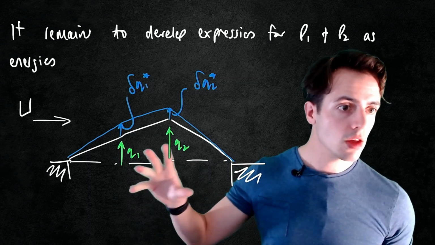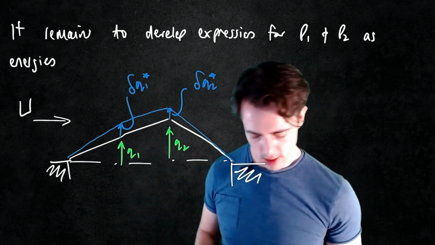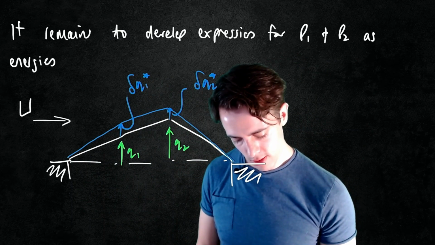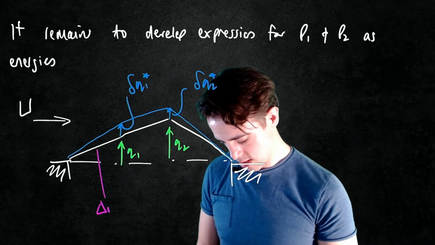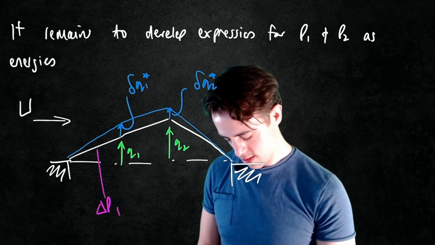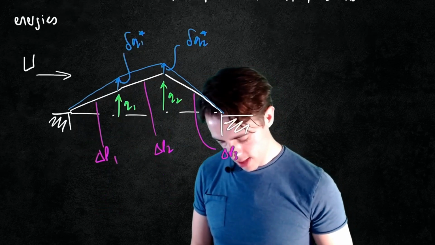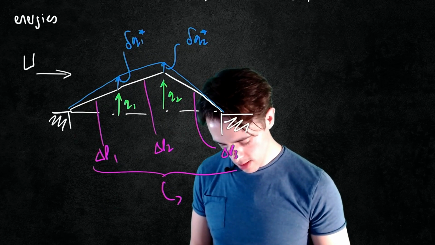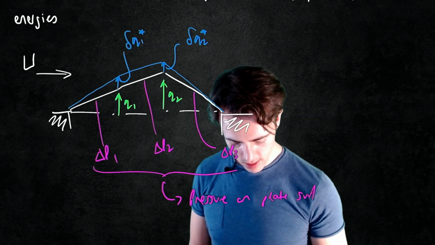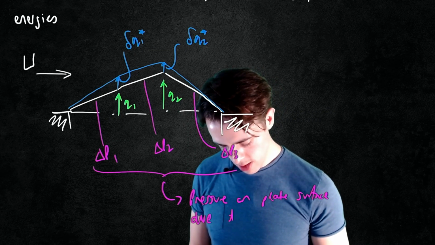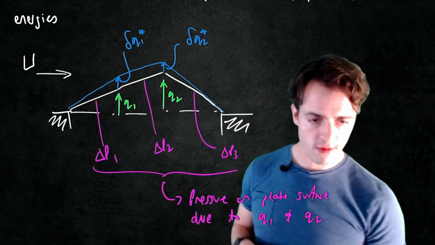Because we've got this moving airstream, a supersonic airstream here, there's going to be an associated pressure change on these plates. Sorry, there will be a pressure change on these plates due to Q1 and Q2, not because of these star ones here. I should have written this the other way around. So let me write those on here in purple. We've got on here delta P1, delta P2, delta P3. These are pressures on the plate surface due to Q1 and Q2.